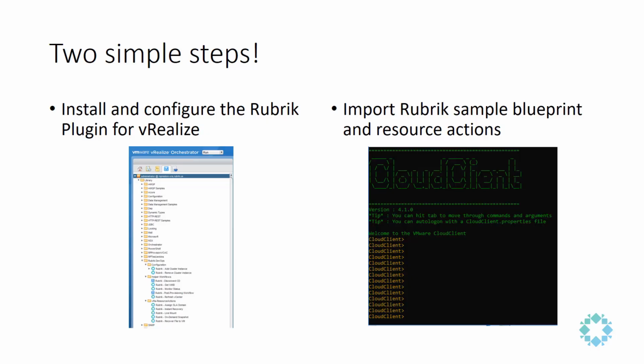All right, what we're going to do today can really be broken down into two simple steps. First, we're going to install and configure the Rubric plugin for vRealize. This is going to be done within vRealize Orchestrator. Then we'll use VMware's cloud client in order to import some Rubric sample blueprints and resource actions. This allows us to get a head start on building out some of those self-service features within VRA. So first, let's tackle the Rubric plugin for vRealize.